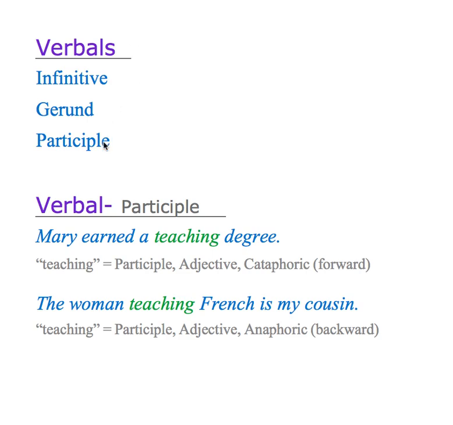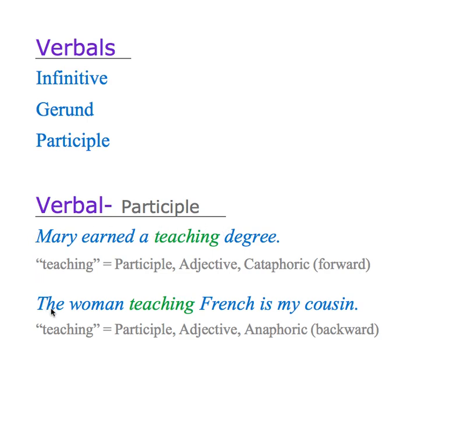So in my previous video, I talked about the participle acting as a verbal, and I showed how it could be a little bit confusing. I gave sample sentences. For example, Mary earned a teaching degree. Okay, teaching in this case would be the participle. It's functioning as an adjective, and the adjective is modifying in a forward direction, so we would call that cataphoric. That's a very simple example, but most people are familiar with this structure.